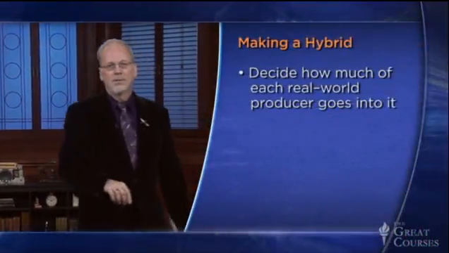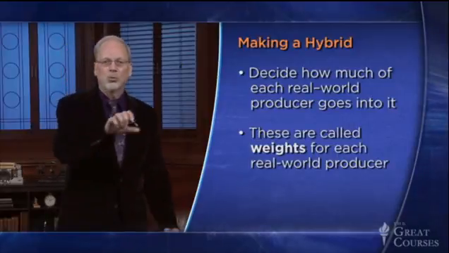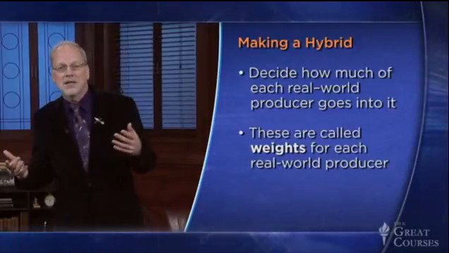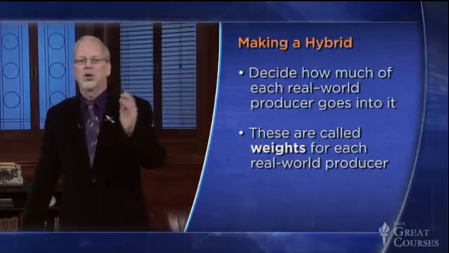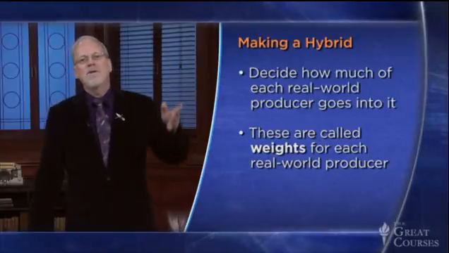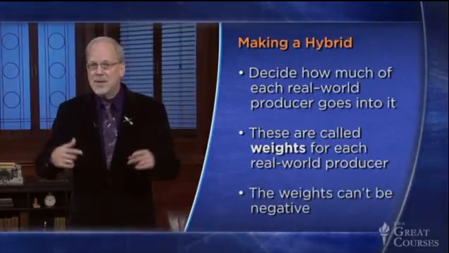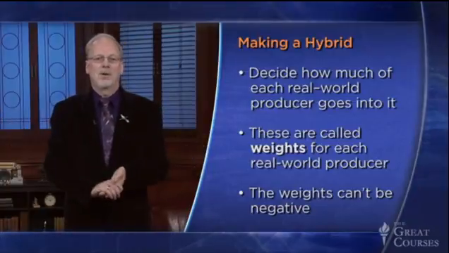Okay, let me say the same thing in a slightly different way. To make a hybrid, we decide how much of each real-world producer goes into it. These are called the weights for each of the real-world producers. A hybrid might consist of half of a producer 1, a third of a producer 2, and 2.5 producer 3s. The weights can't be negative, but other than that, they can be whatever they want.